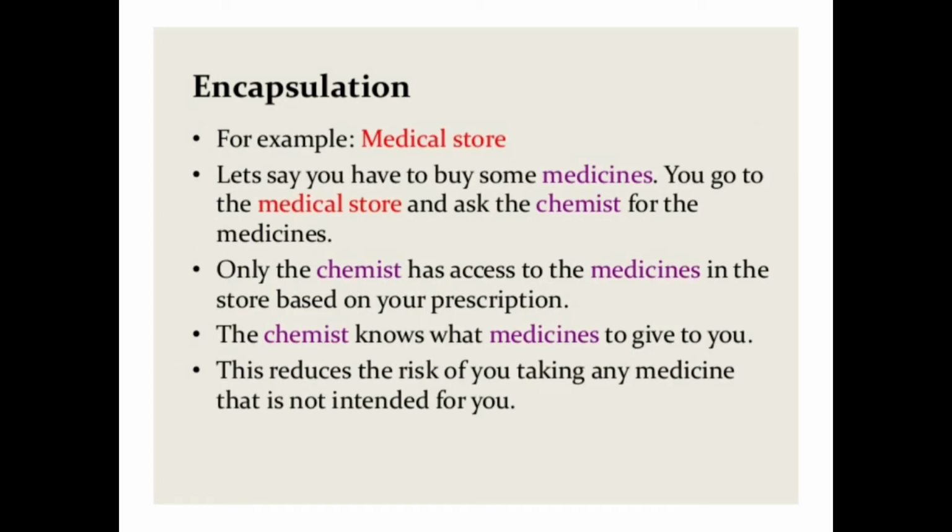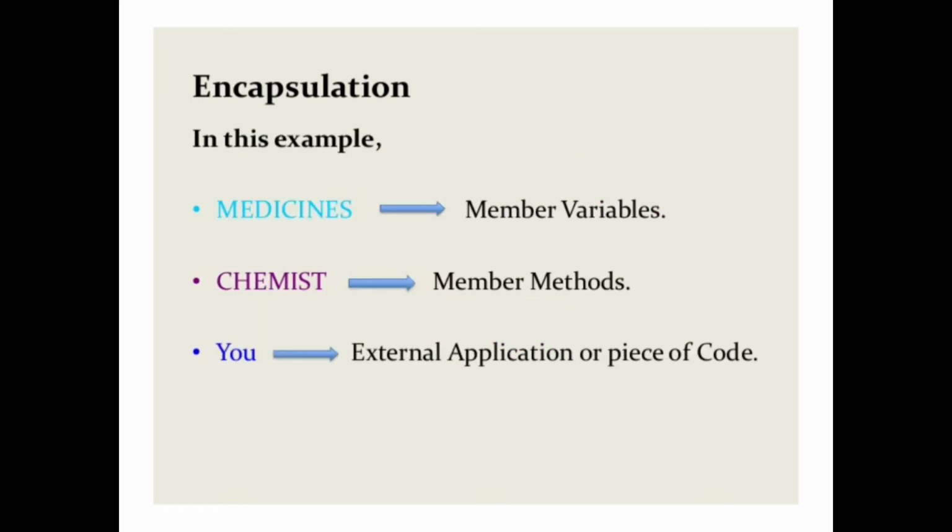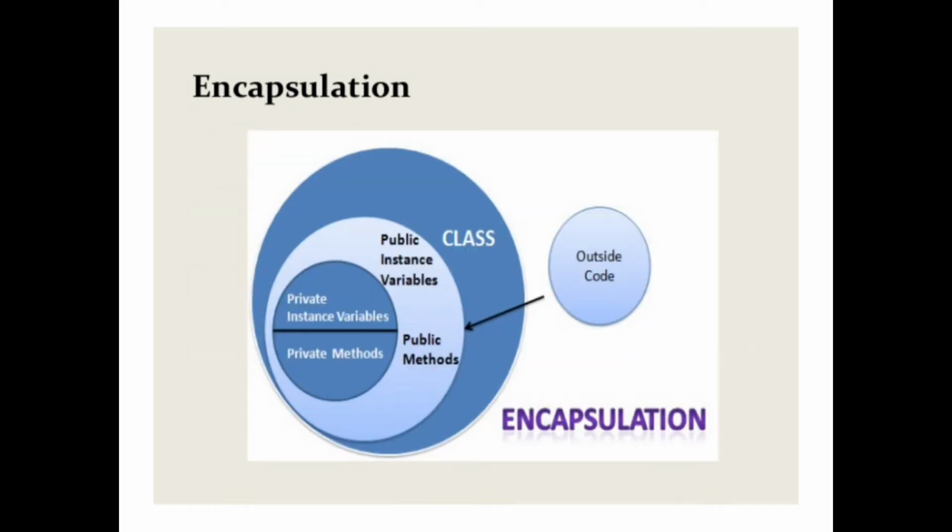For example, in a medical store, let us say you have to buy some medicines. You go to the medical store and ask the chemist for the medicines. Only the chemist has access to the medicines in the store, based on your prescription. The chemist knows which medicine to give you. This reduces the risk of you taking any medicine that is not intended for you. In this example, medicines are the member variables, meaning data, and the chemist is the method or function. You are the external application or piece of code.